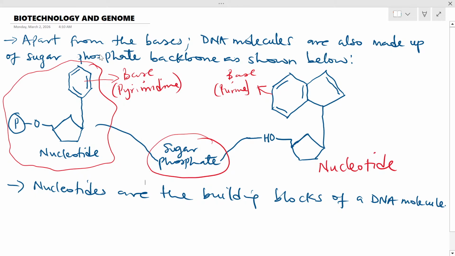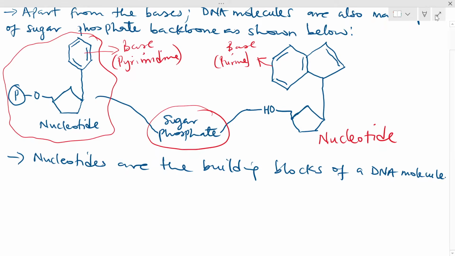So apart from those bases that we saw, the DNA is also made up of a sugar phosphate backbone. Individual bases are attached to the sugar phosphate backbone, where you have the pyrimidines and the purines. So this is a structural representation of what we have just seen earlier, and nucleotides are shown here to be the building blocks of the DNA molecule. All right, so moving forward.